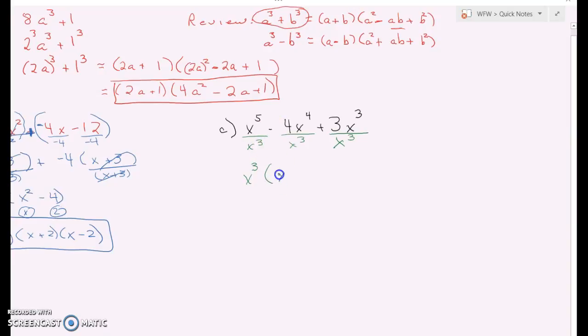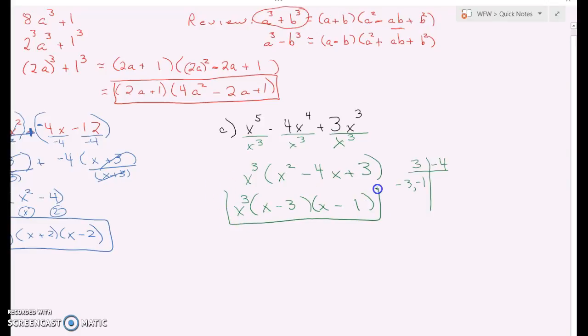And we're left with x squared minus 4x plus 3. Okay, so now we know x cubed is factored, but we have to see if x squared minus 4x plus 3 is factorable. So we need two numbers that multiply to give you 3, this last one, and add to give you negative 4. So those two numbers are going to be negative 3 and negative 1. And so then we bring down our x cubed, and then we write two binomials, and they're simply x minus 3 and x minus 1. And this is the factorization of this problem that had a common factor.